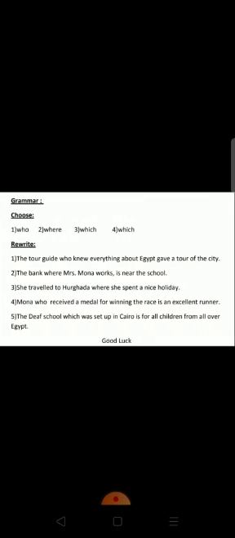Number two, the bank is near the school. Mrs. Mona works there. So there refers to a place. So I'm going to use where. So what is the answer? The bank where Mrs. Mona works is near the school.